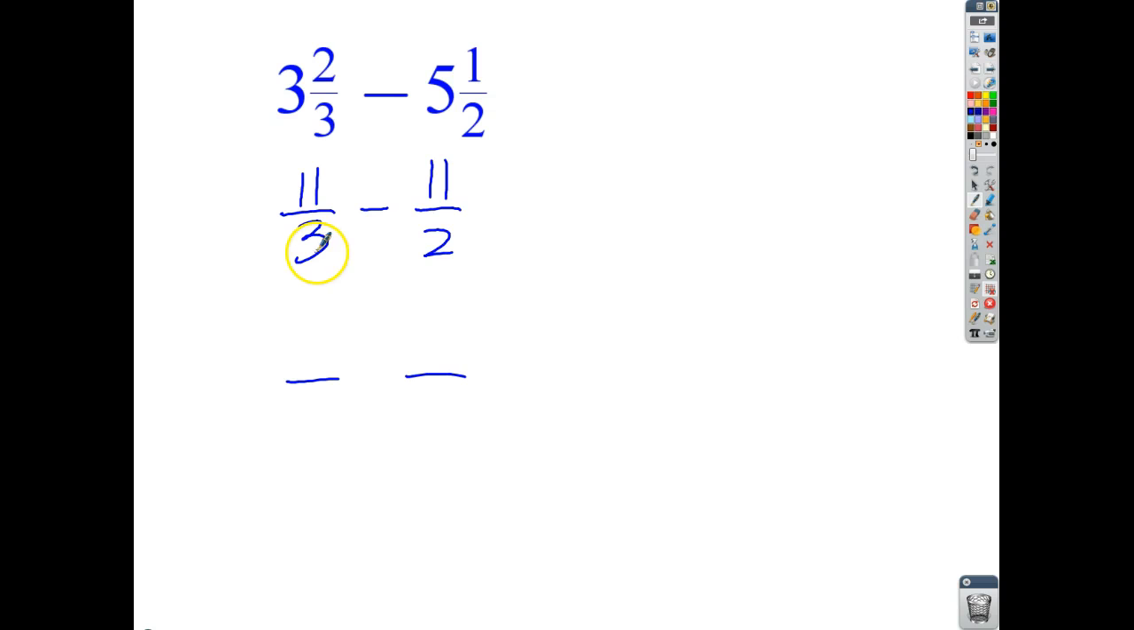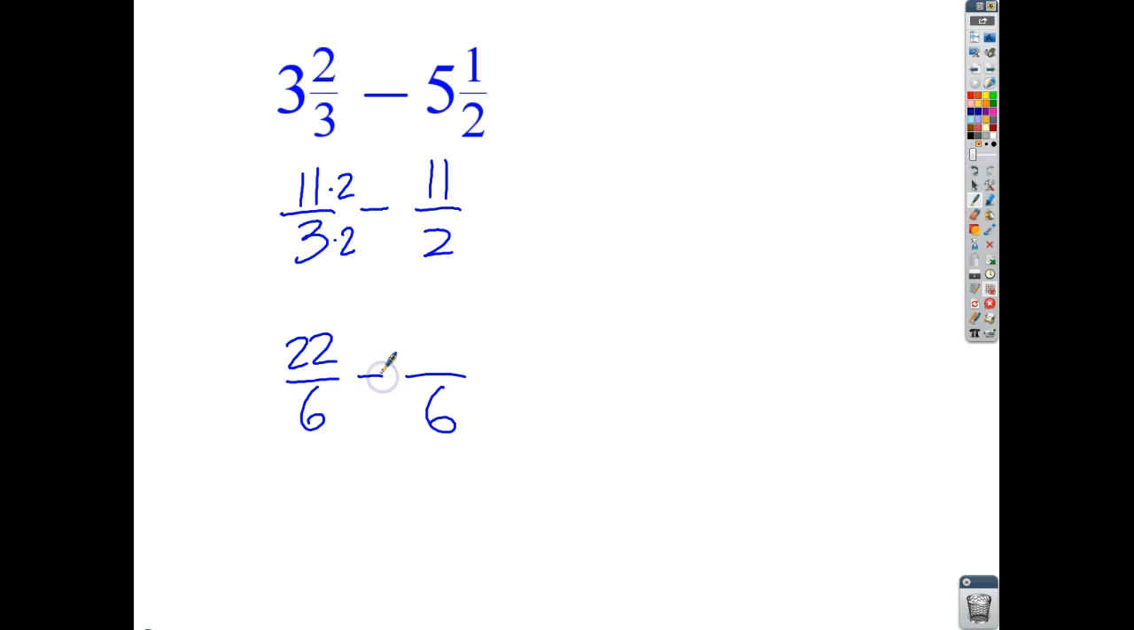Well, thirds and halves can both become sixths. So I'm going to do sixths. Okay, so how do I go from thirds to sixths? I'm going to cut each of those pieces in half and into two pieces, which is why I multiply both of them by 2. Take these 11 pieces and cut them into two pieces. So I end up with 22 sixths.